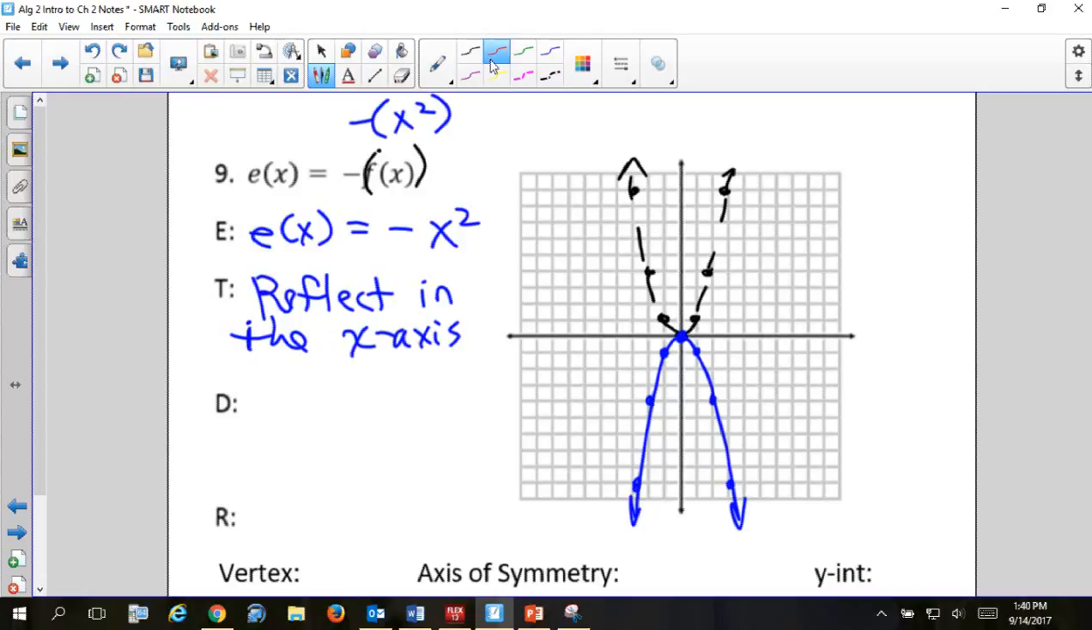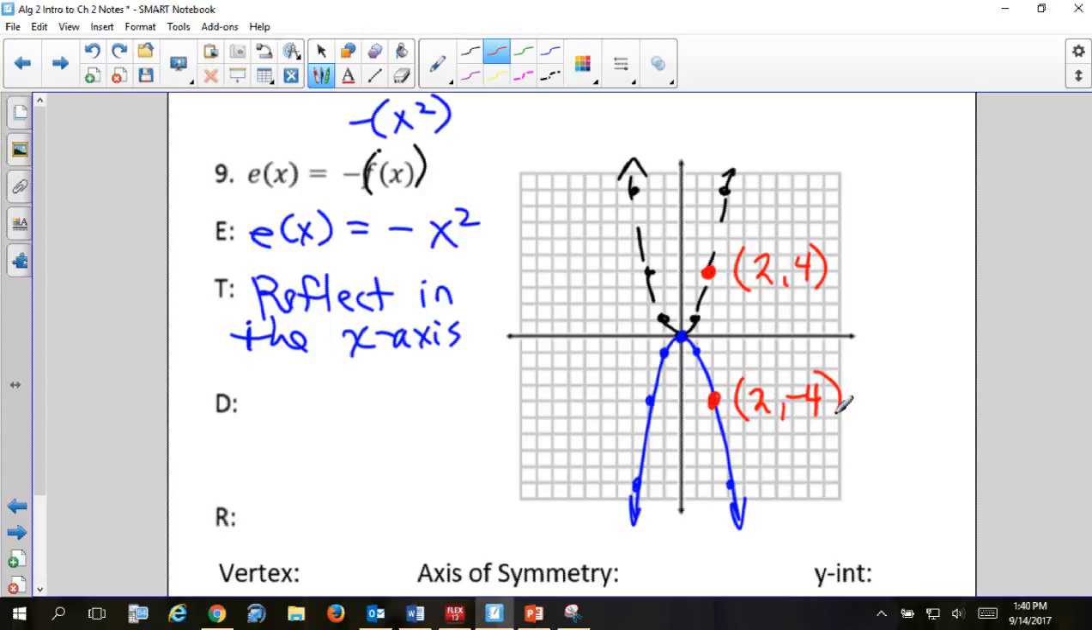And then I want to point something out to you. I don't know if it's helpful or not. Right here, in the parent function, what ordered pair did I just make red? The parent function. 2, 4. Now the same point in my new function that's reflected is what ordered pair? 2, negative 4. So that negative sign affected which variable, the x or the y?